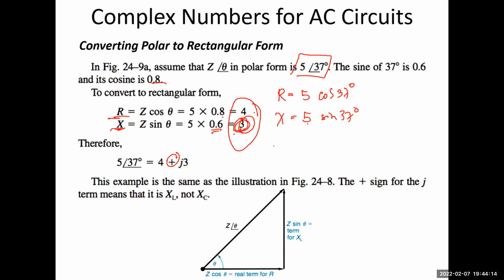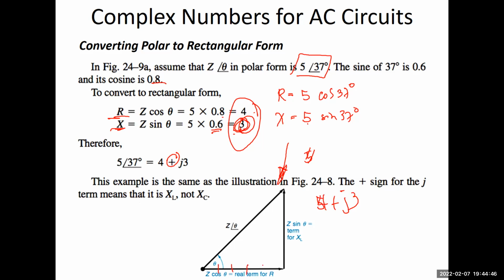Okay, and this is now the equivalent diagram of the polar form 5 at 37 degrees. This is now the diagram for the rectangular form 4 plus J3.